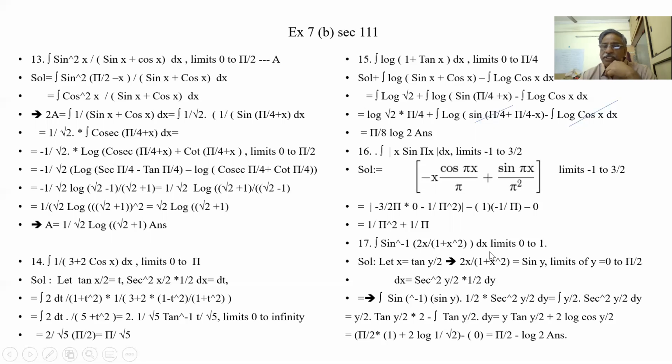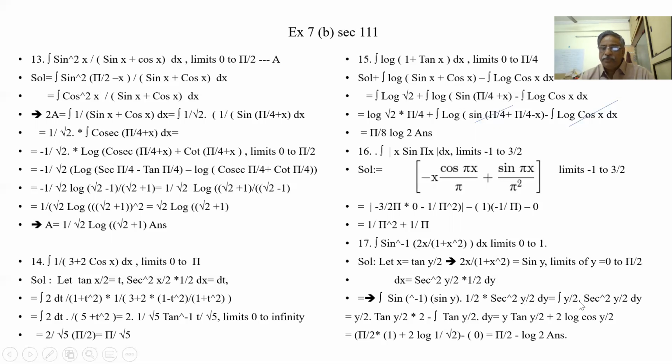So when x is equal to tan y by 2, 2x by 1 plus x square is equal to sin y, from which sin y is equal to 2t by 1 plus t square, and dx is equal to secant square y by 2 into half dy. So when I substitute here, sin inverse sin y into half dx is equal to secant square y by 2 dy. Okay, now it is converted into a simple integral with secant square y by 2.